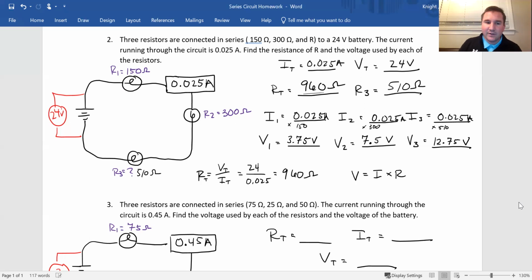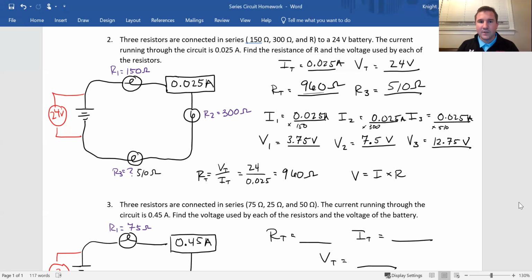And if I add all these up, I have to get to 24. So 12.75 plus 3.75 is 16.5, because 7.5 plus 7.5 is 15. So that'll take us from 12.75 to 13.5, and 13.5 plus 3 is 16.5. 16.5 plus 7.5 brings us to 24. So that checks out. We do get the correct voltage there.